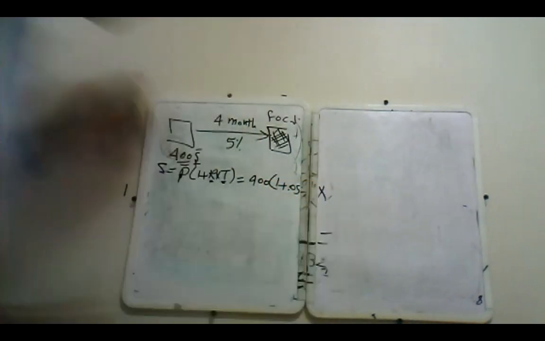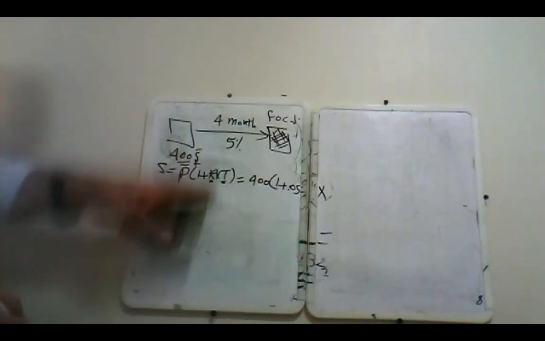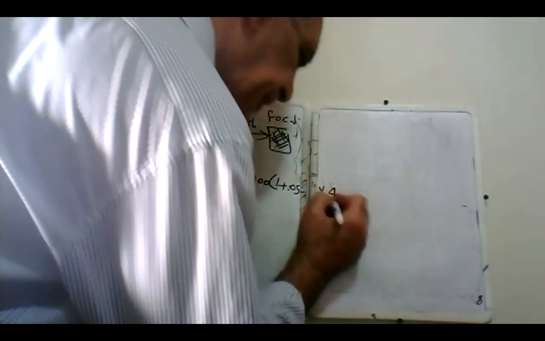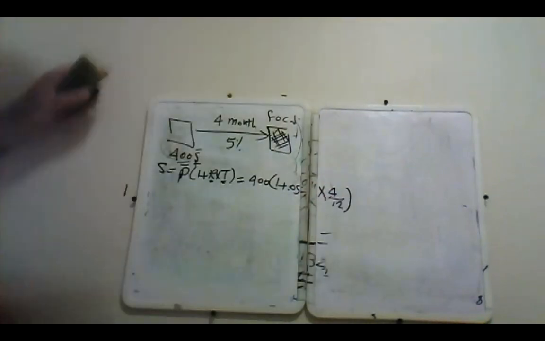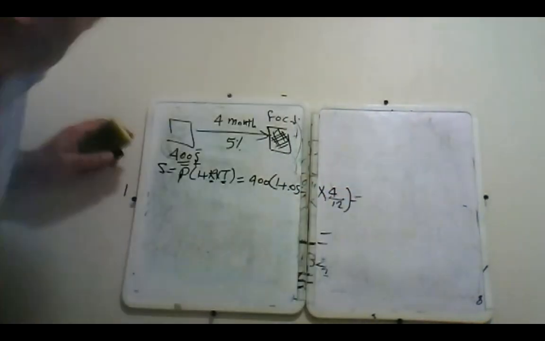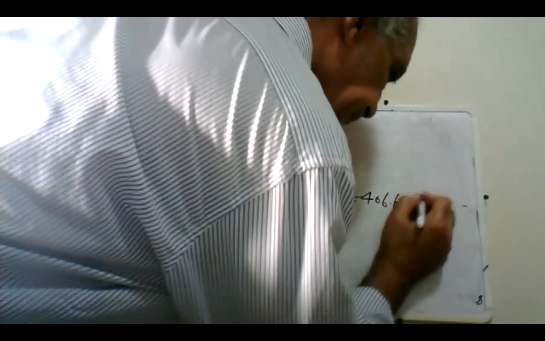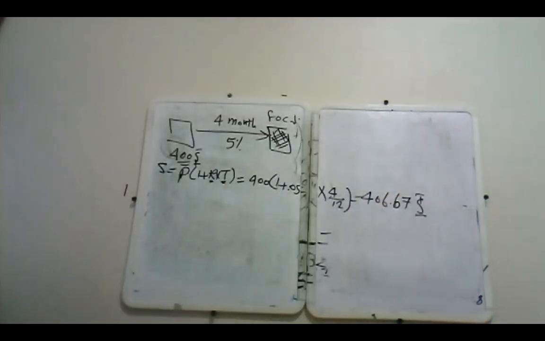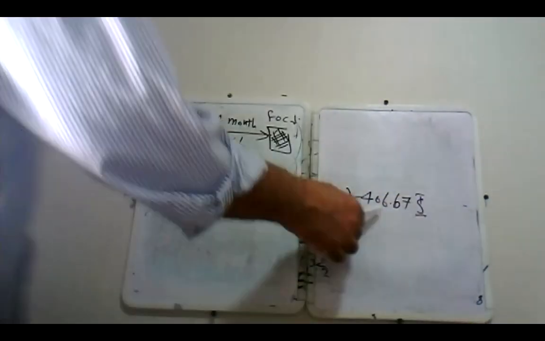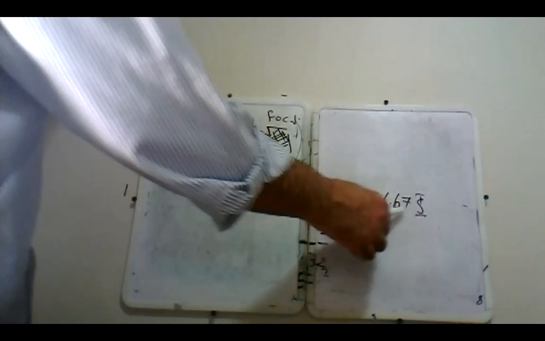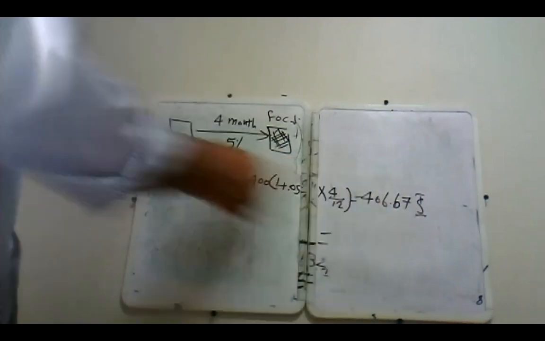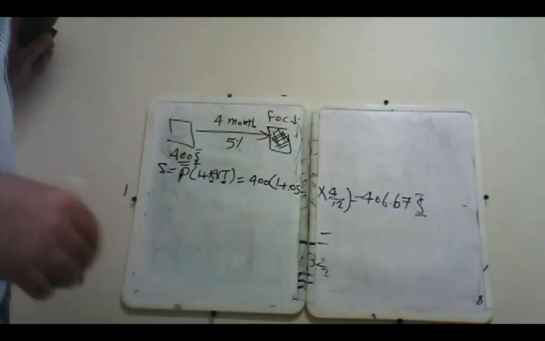multiplied by the time. The time is 4 months, so 4 divided by 12, because it's months. So this amount will equal $406.67. So $400 now will be $406.67 after 4 months from now.